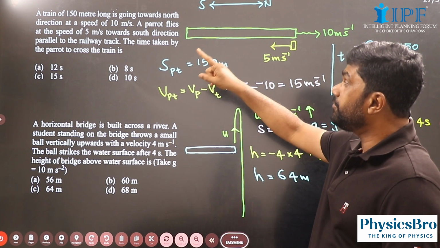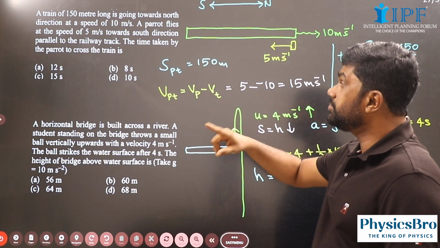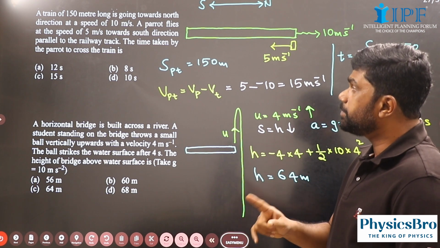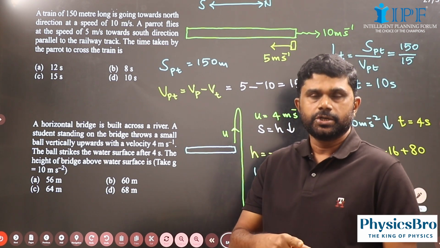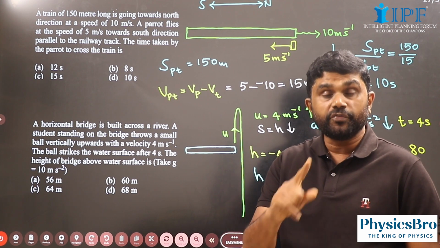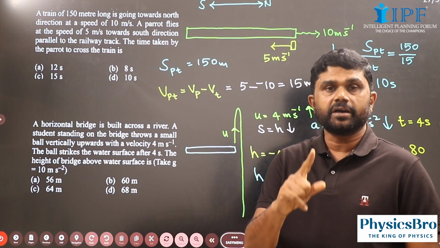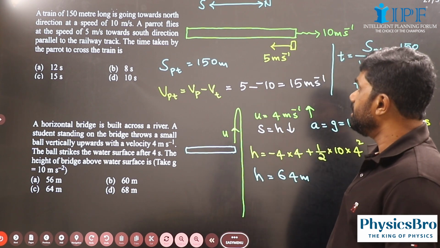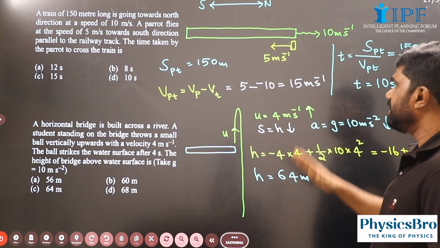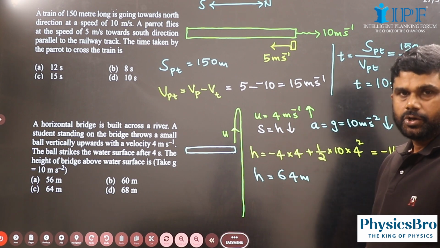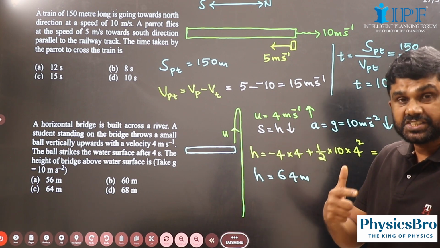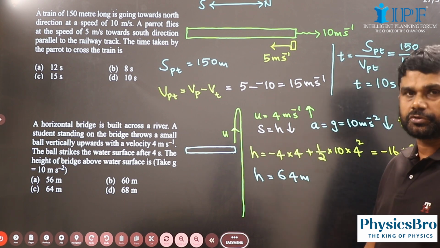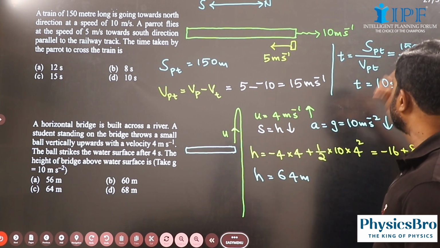A train of 150 meter long is going towards north direction at a speed of 10 meter per second. A parrot flies at the speed of 5 meter per second to the south. So the train and the parrot are moving in opposite directions. So the relative velocity of the parrot with respect to train will be 5 minus (minus 10), that is 15 meter per second. Okay, and see, displacement of the parrot with respect to the train will be equal to the length of the train, and it is 150.